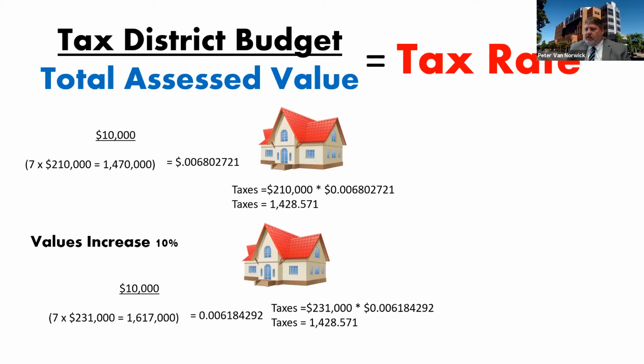And they send us a budget, and we take that and divide it by the total assessed value, and we come up with a tax rate. And then that is applied back onto each of the homes in the taxing district based upon their assessed value. So let's just say this tax district sent in a budget. They said, you need to collect $10,000.